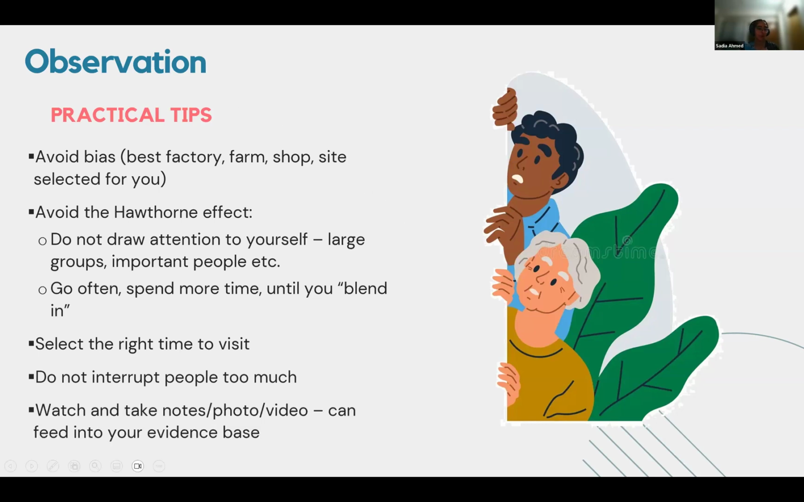And finally, as you watch, make sure to take notes. Photos and videos can also be fed into your evidence base. That's really important, to have things that show or illustrate what you're saying. Keeping that and having a few notes can remind you of the details of what you've seen.